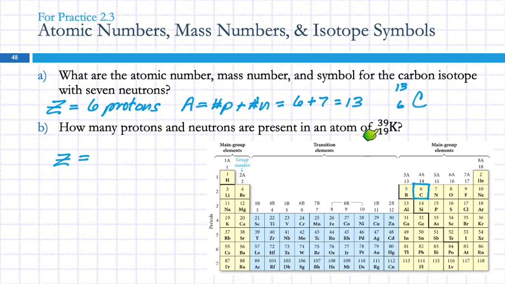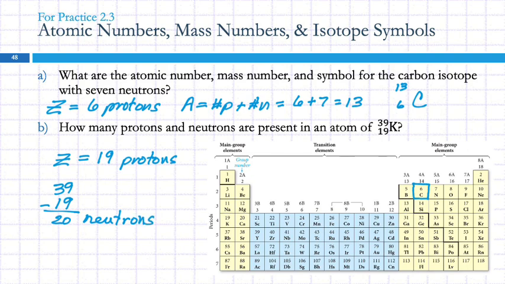So this number down here is the atomic number. So that is 19, and that is equal to the number of protons. We can also kind of cheat and look at the periodic table to remind ourselves, oh, that's element number 19, if we forgot what those things mean. But then if we take the mass number minus the atomic number, that means there must be 20 neutrons.